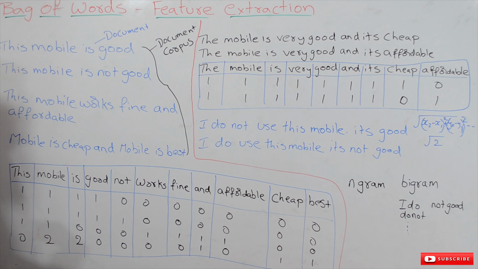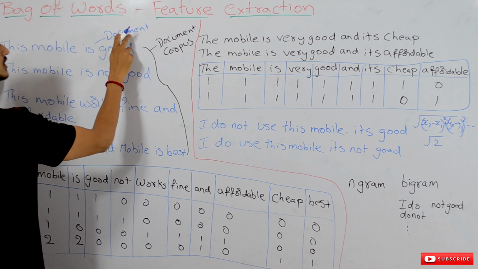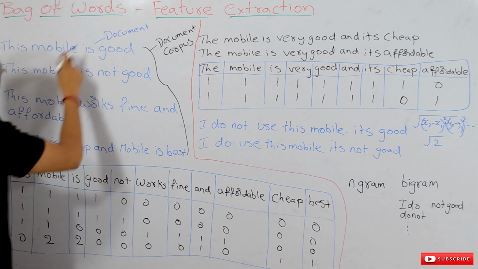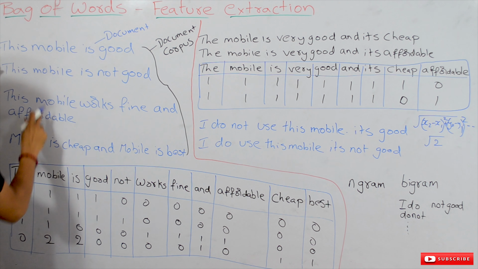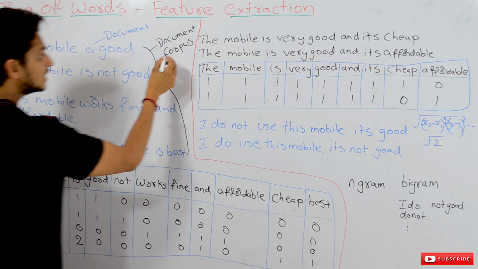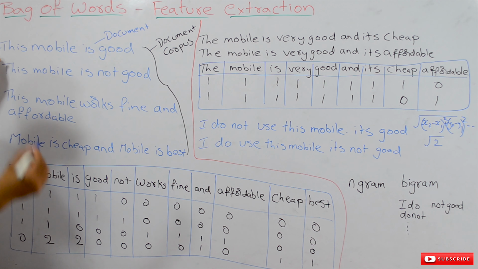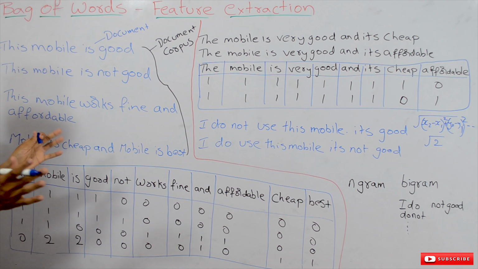Coming to this, how do we convert this text data into numerical data? One feedback is considered as one document. The set of all the documents, all the feedbacks, is considered as the document corpus. From this document corpus, we have to identify the unique words. Unique words means different words.